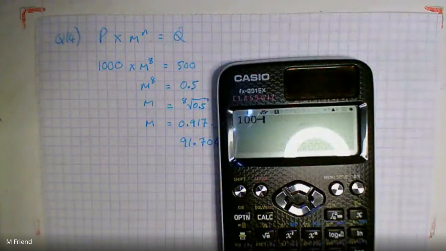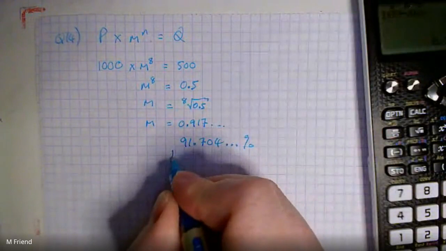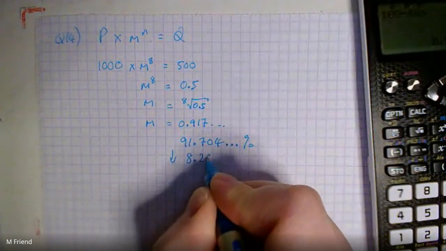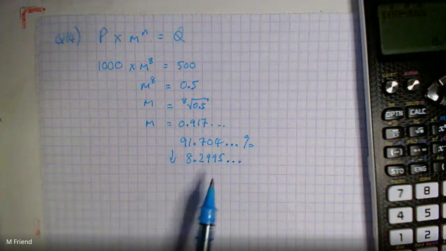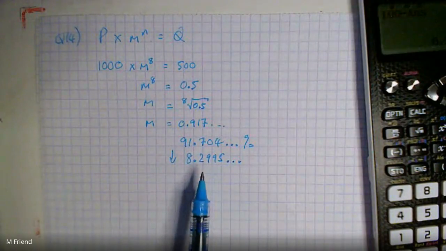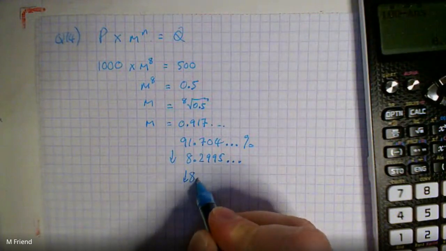So if I do 100 minus that answer, leaves me with 8.2995, blah, blah, blah. So it's a reduction of 8.2995, blah, blah, blah, like so. And I think the mark scheme just said that 8.3 was good enough. If you round this to one decimal place, 8.3 was good enough.